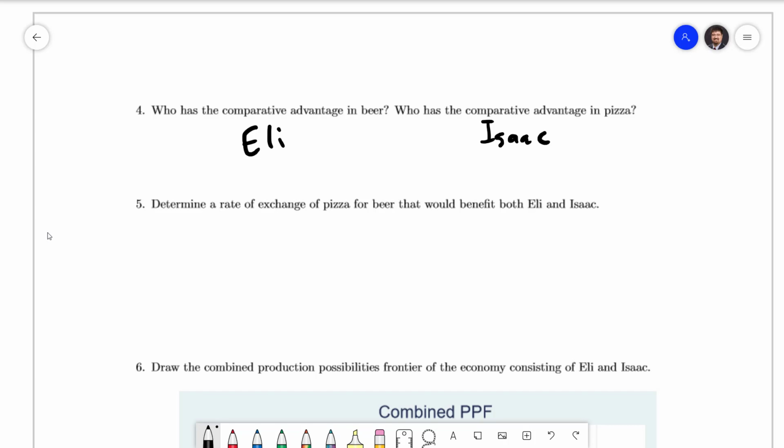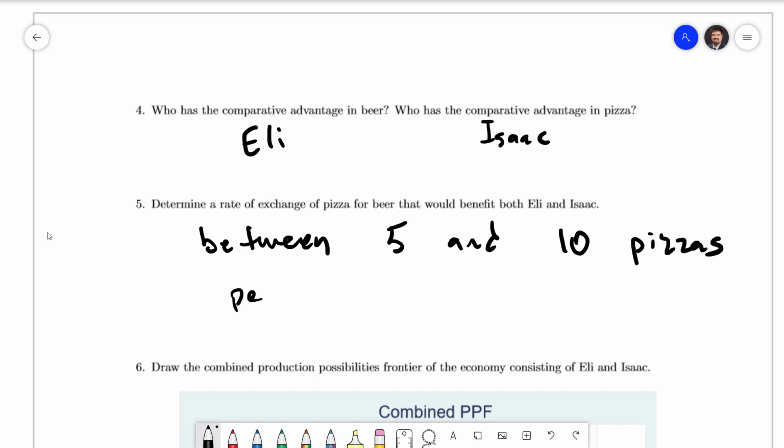So if we wanted to determine a rate of exchange of pizza for beer that would benefit both of them, we would need to have between 5 and 10 pizzas per beer. So for example, we could do 7 pizzas for every beer. That would be a rate of exchange that would benefit both of them.